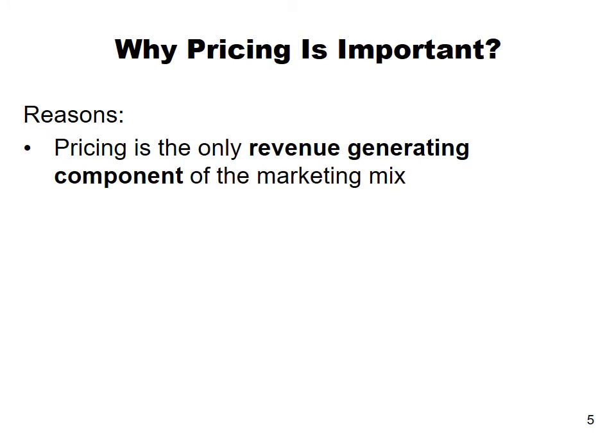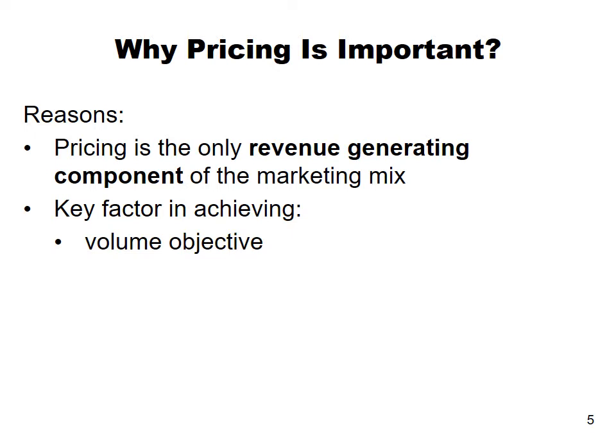Pricing is the only revenue generating component of the marketing mix. Just look at the 4 P's. Only one P generates revenue, that is pricing. The key factors in achieving this are volume objectives, which means you try to generate as much sales volume as possible so as to generate revenue, and profit objectives. As an organization, they always try to make as much profit as possible.